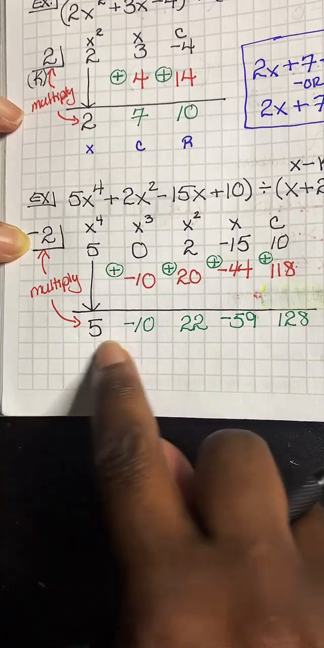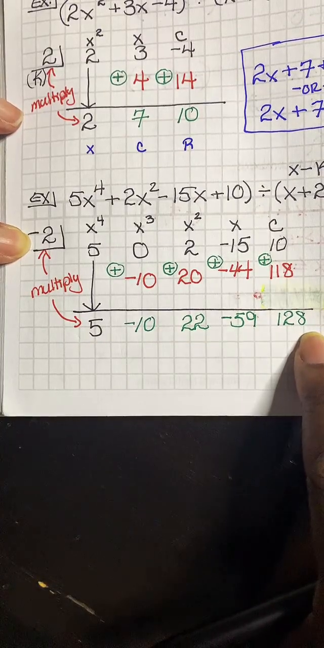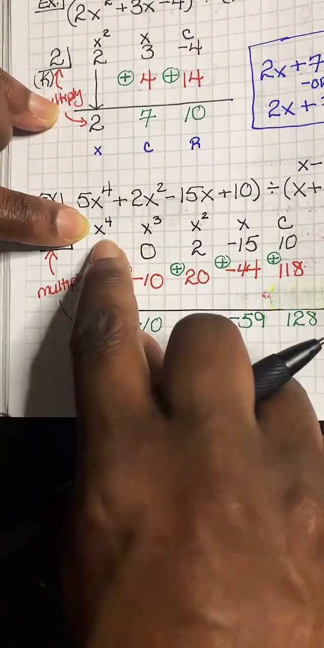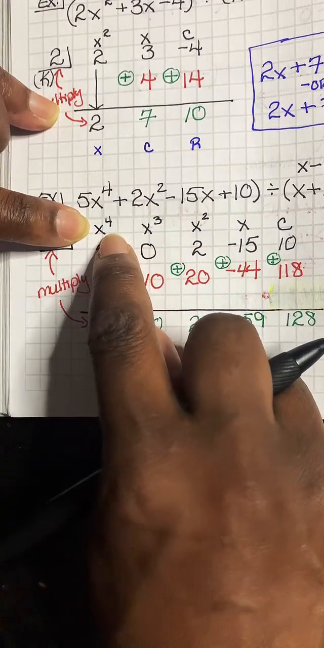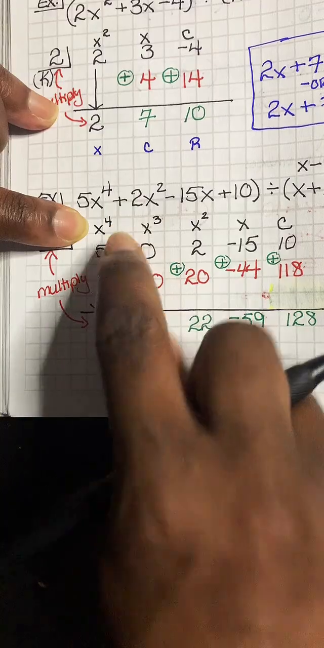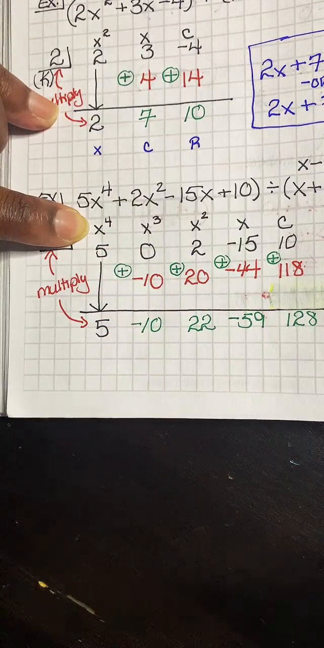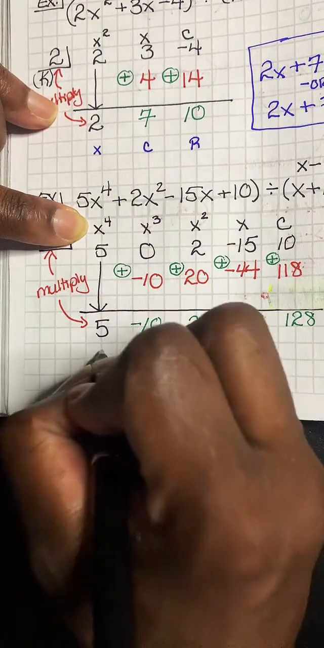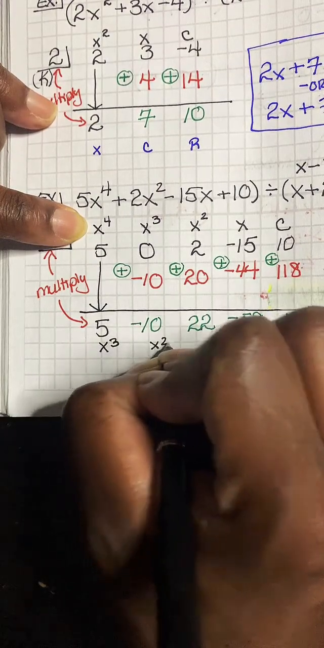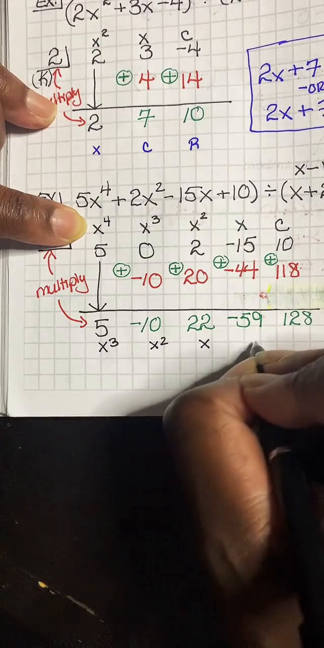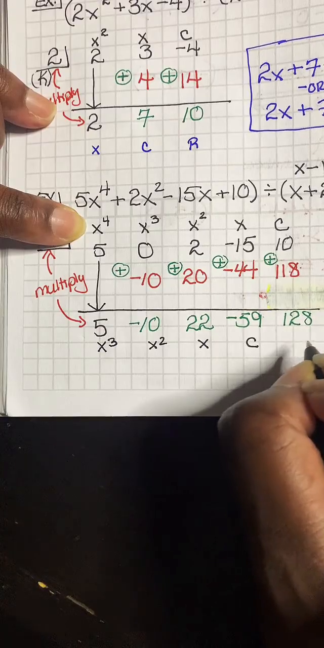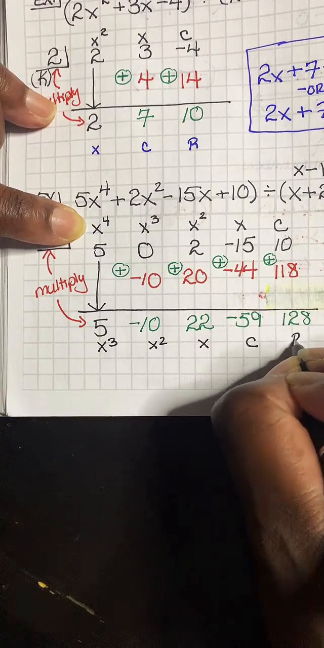So this is basically your answer, okay? But the only thing is your answer is always 1 degree less than what you started with. So if you started with x to the 4th power, that means down here, this is going to represent your x cubed, your x squared, your x, and your constant. So that means that 128, that's going to be your remainder.